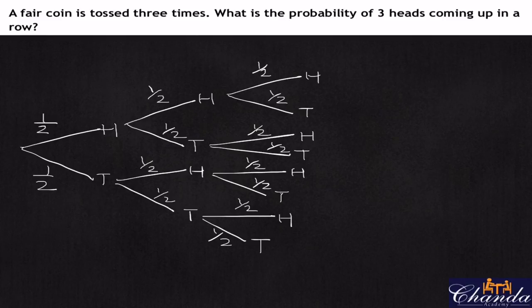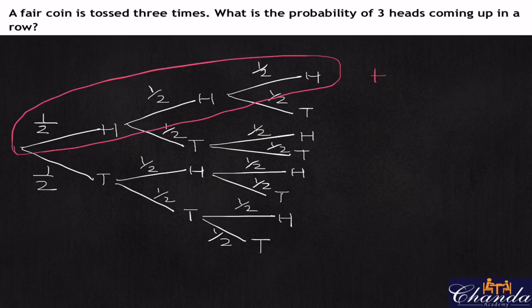Okay, excellent. Now the question says, what is the probability of 3 heads coming up in a row? So let me use a different color here. So the branches that we are looking at are this one right here. So we're looking at the probability of H, H, and H happening. So the probability of the first H happening is half, multiplied by the probability of the second H happening, which is half again, multiplied by the H happening on the third flip as well, which is half. So we have half times half times half, which is simply 1 over 8.